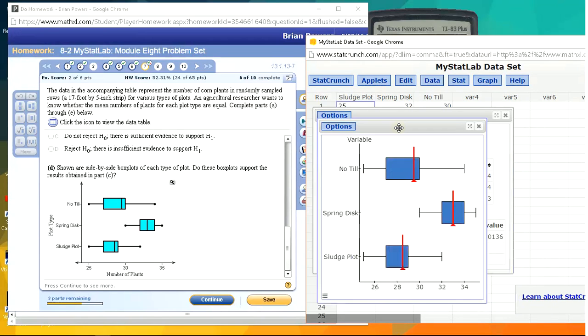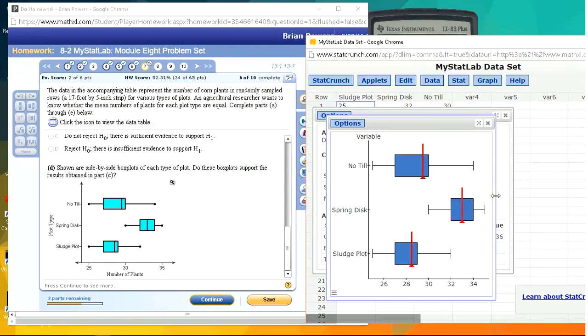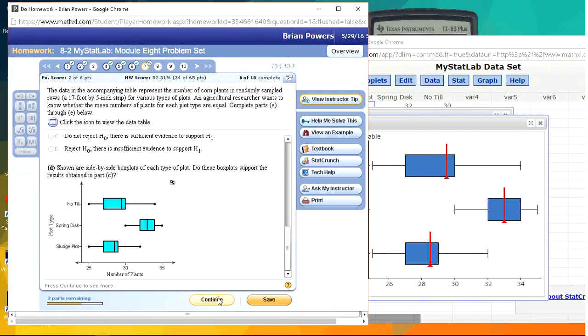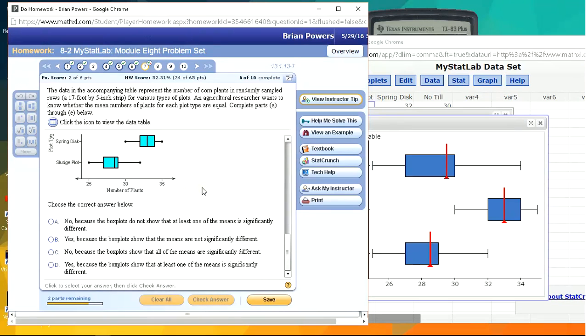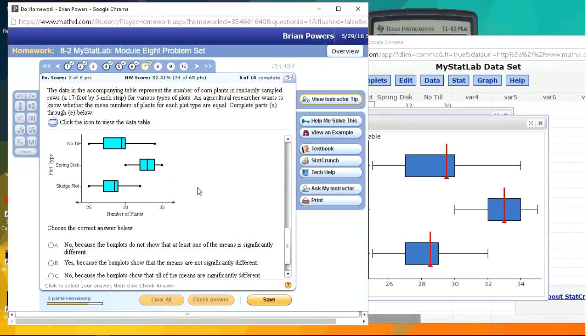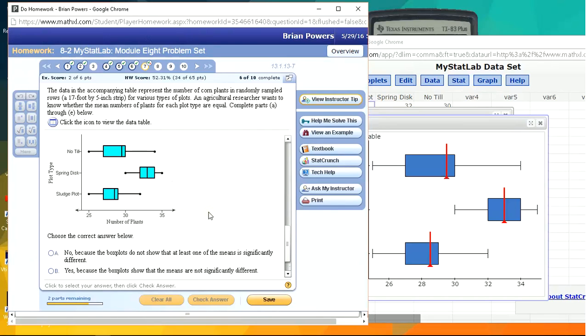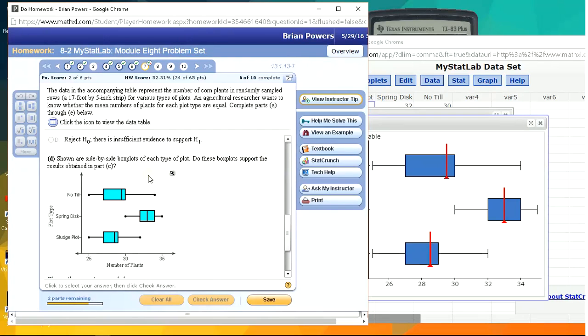You can see that. So this is how we could create side-by-side box plots from StatCrunch. It looks the same. So let's continue and just say something. Just from looking at it, it really looks like this spring disk population is very different from the other two, doesn't it? And that's the conclusion we would make from visually looking at it. The question is asking us, do the box plots support the results?